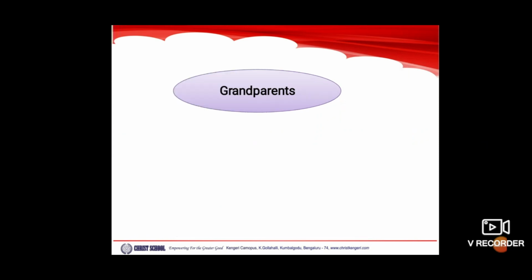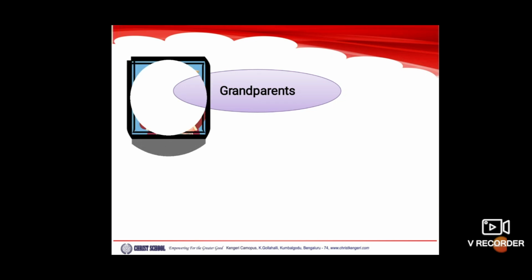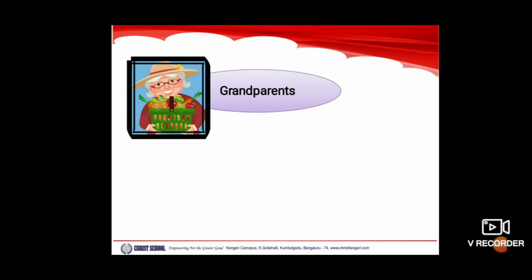Next, grandparents. What exactly do they do? What are their responsibilities at home? Well, the very first thing, most of the houses will have grandparents. They are the ones who bring vegetables and fresh fruits for home. They'll go to the market specially for us and get some fresh fruits for us.